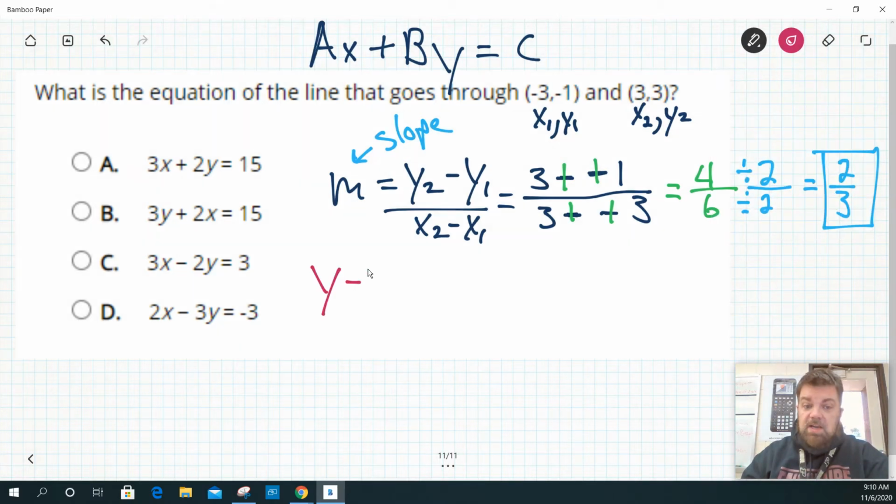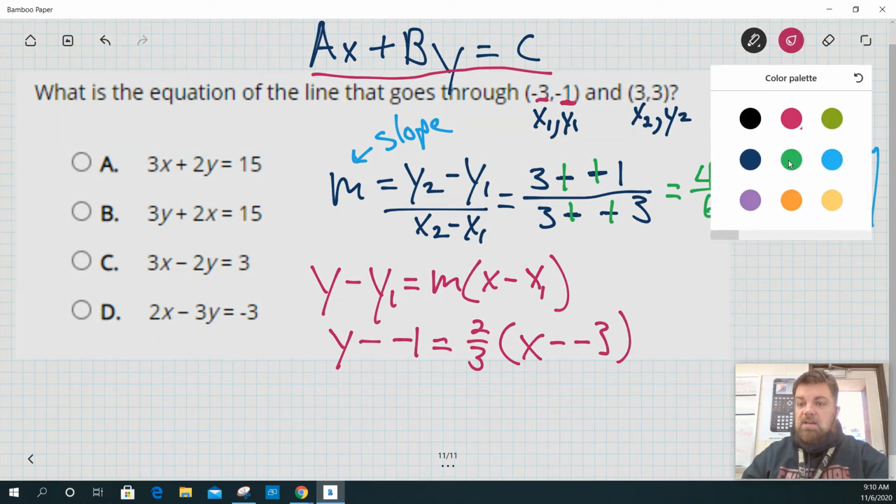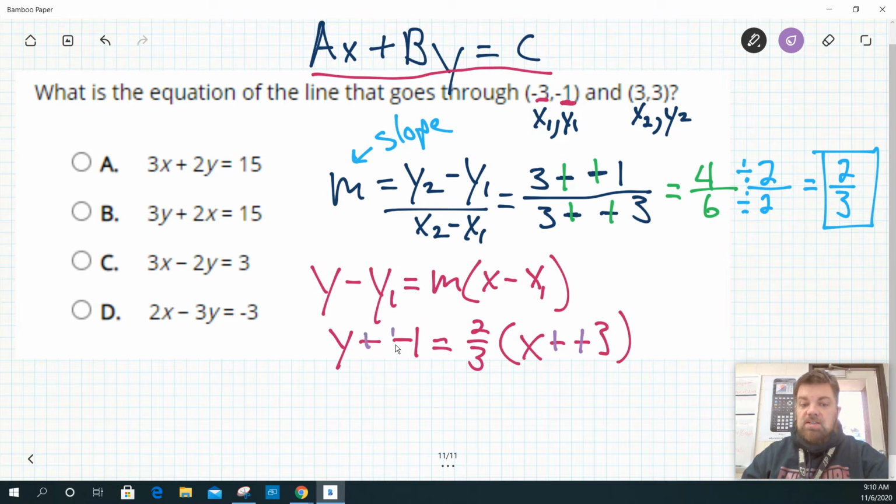Now, with that formula, I can write y minus y sub 1 is equal to the slope, m, times the quantity x minus x sub 1. And this is how I'm going to get to my equation eventually. So y minus 1, because that's my y sub 1, is equal to m, which is 2/3, times the quantity x minus x sub 1, which is negative 3. Again, knowing that when I minus a minus, I'm really plussing, so I'm going to change that like that.